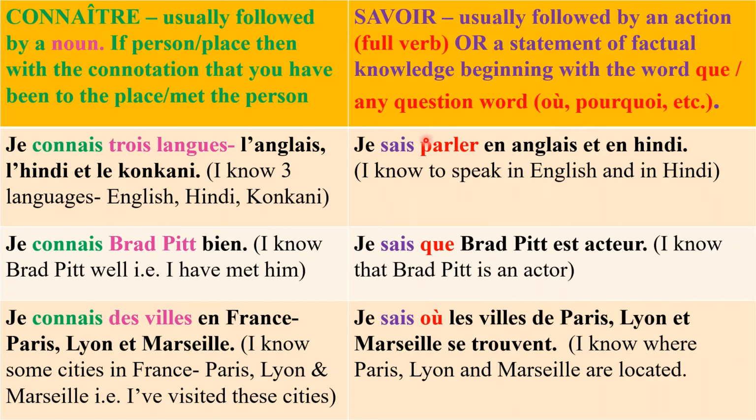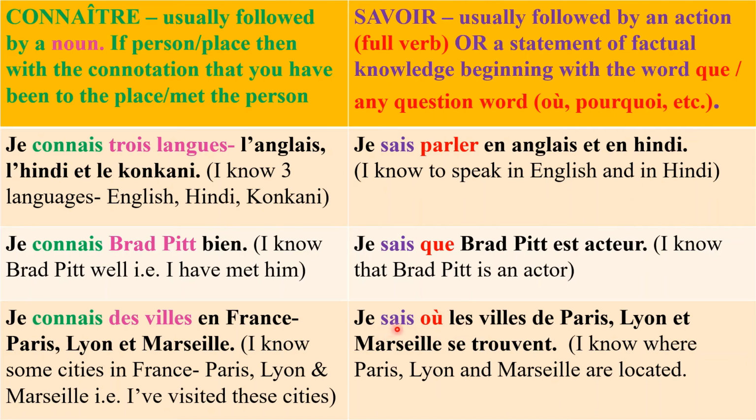Parler is the verb. I know how to speak in English and in Hindi. Now, je sais que Brad Pitt est acteur. I know that Brad Pitt is an actor. Whereas when you say connaître, je connais Brad Pitt, it means that you know him very well, you know him personally. When you say je sais que Brad Pitt est acteur, you're just stating a fact that you know that he is an actor. You have no relationship with him beyond that. Then, as I said, you can also use it before a question word, such as où, pourquoi, quand.